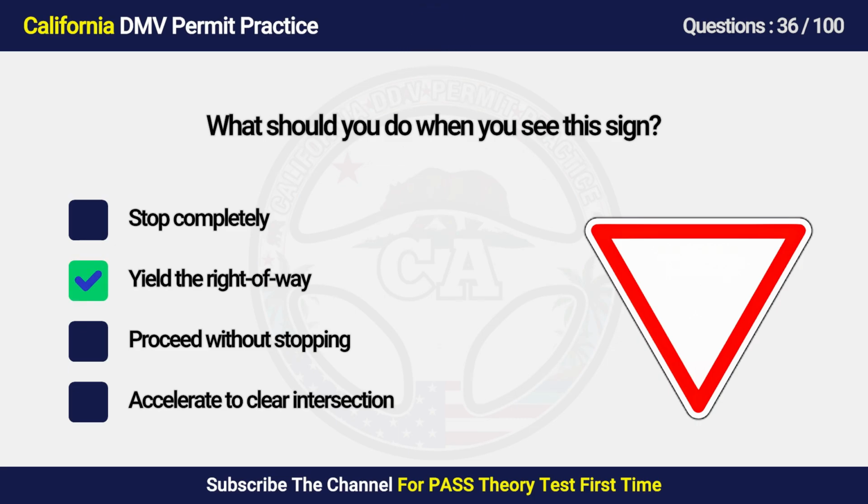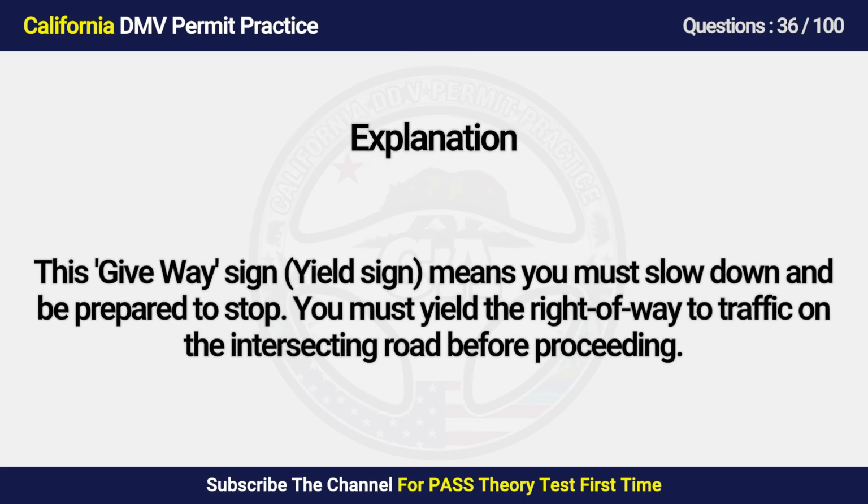Answer is B, yield the right of way. This give way, yield sign means you must slow down and be prepared to stop. You must yield the right of way to traffic on the intersecting road before proceeding.